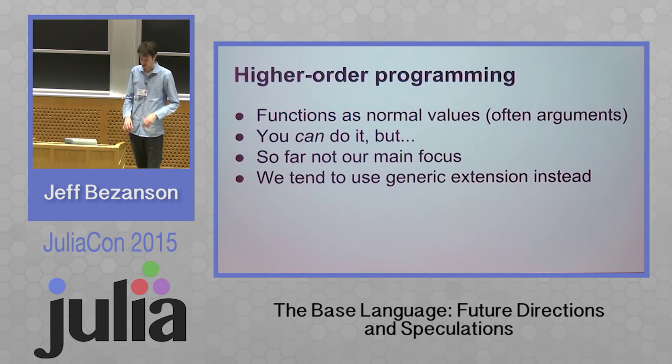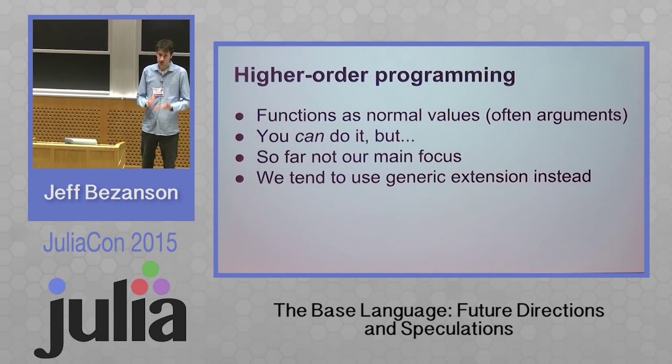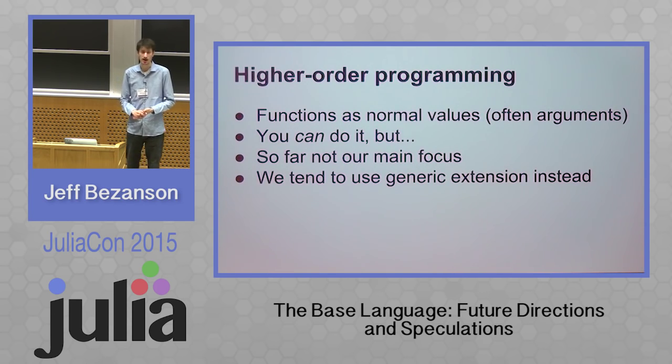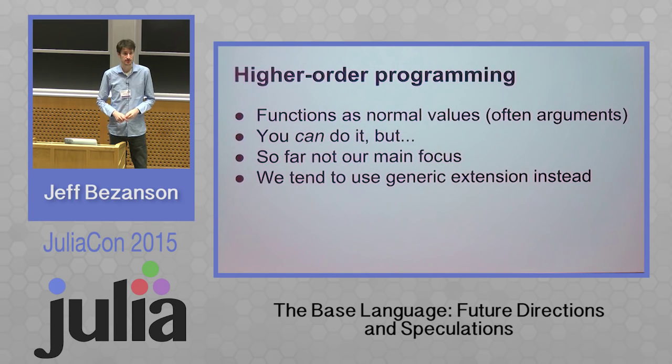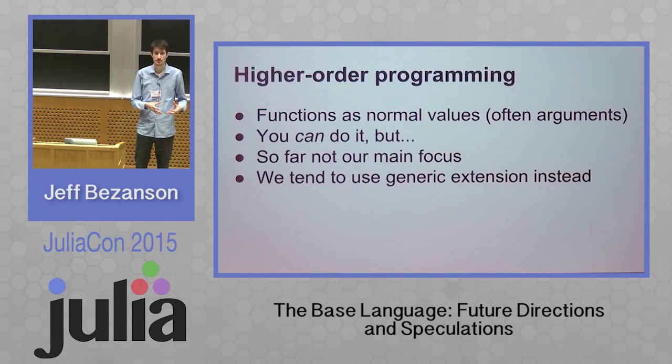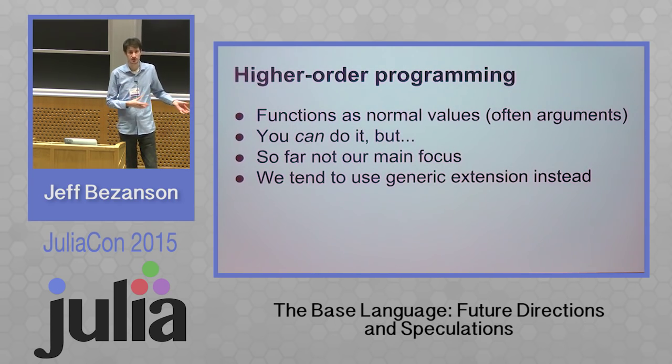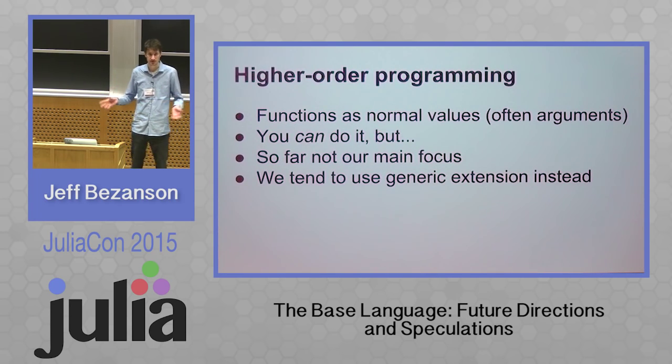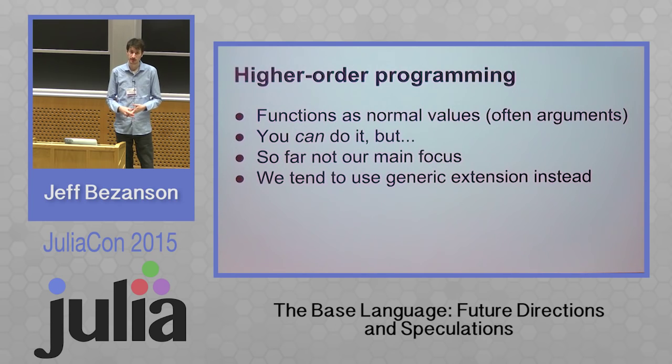All right, moving on, next topic. Higher order programming in Julia. Higher order programming refers in general to using functions like normal values, passing functions to functions, returning functions from functions, which is something you can do in Julia right now. You can pass functions as arguments and so on, but it's not really our main focus.